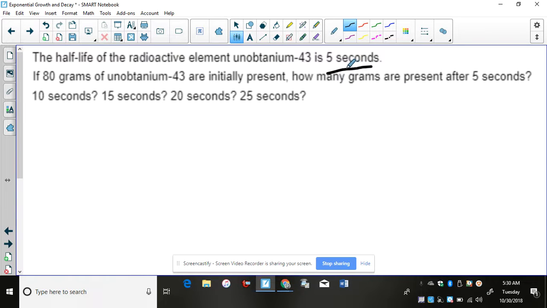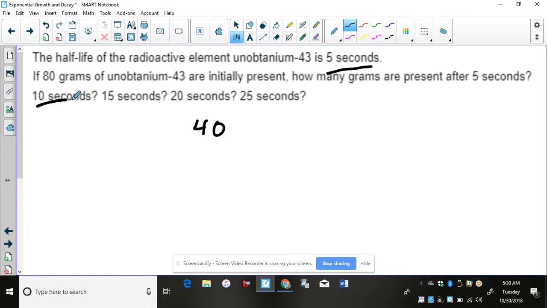So that means it takes 5 seconds for any amount of this to reduce by a half. So if you have 80 grams of unobtainium that are originally present, how many grams are present after 5 seconds? That would be 40, right? Which is half of 80.